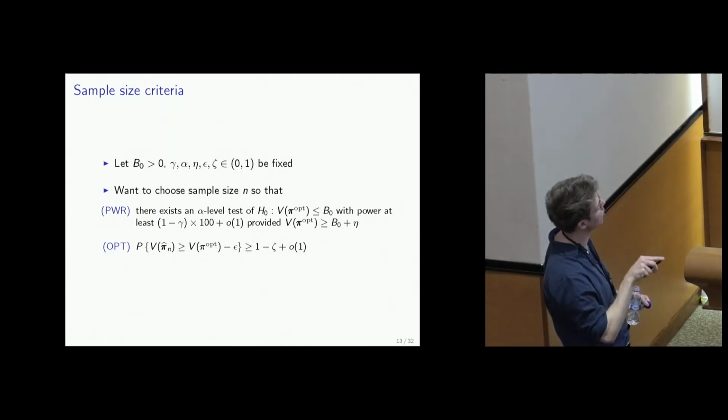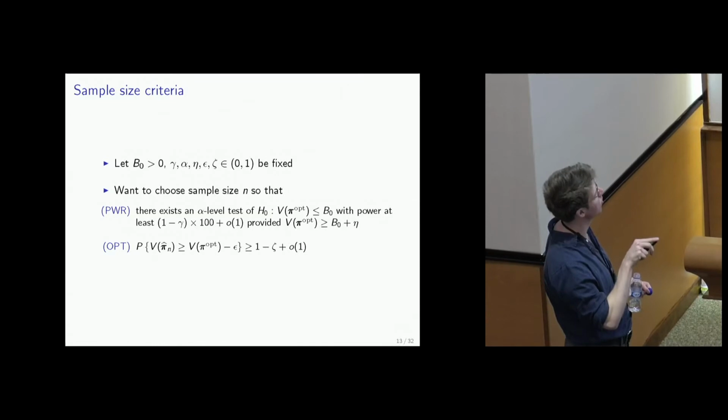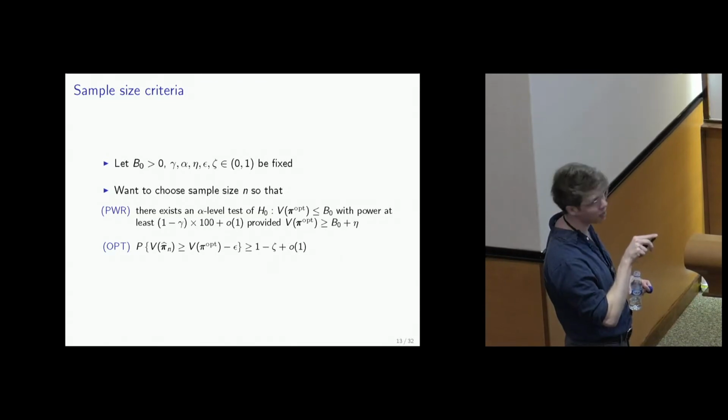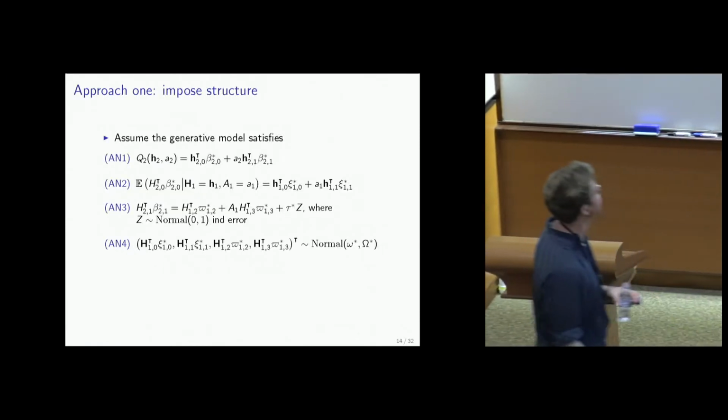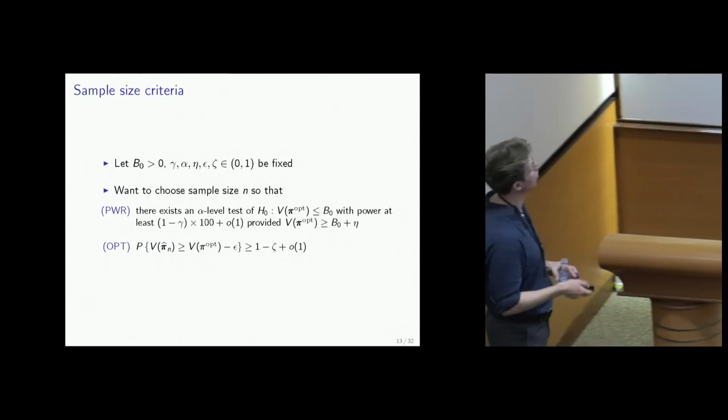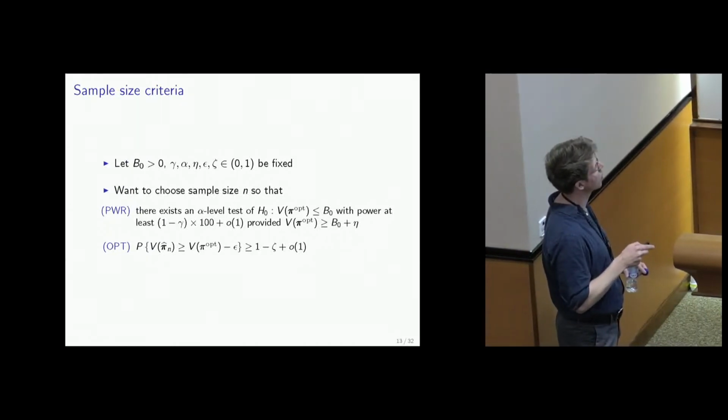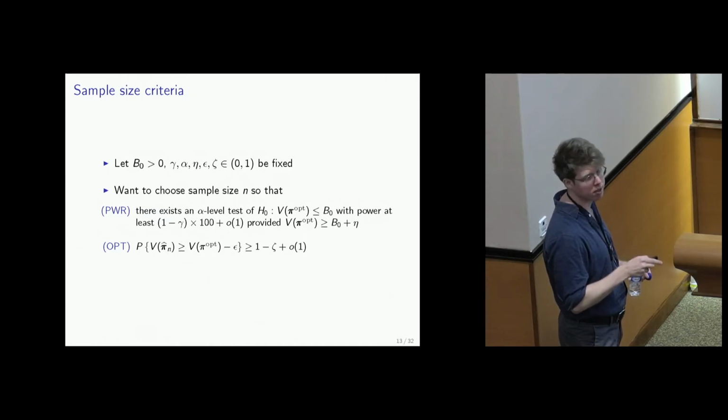We also want to ensure that the value of the estimated regime, because that's what we're actually going to be following, is close to the value of the optimal regime, where we get to choose how close we want, that's epsilon, and the probability of being within epsilon of the value of the optimal regime. Okay, so these two criteria are what are going to be satisfied by the two sample size calculations that I present.